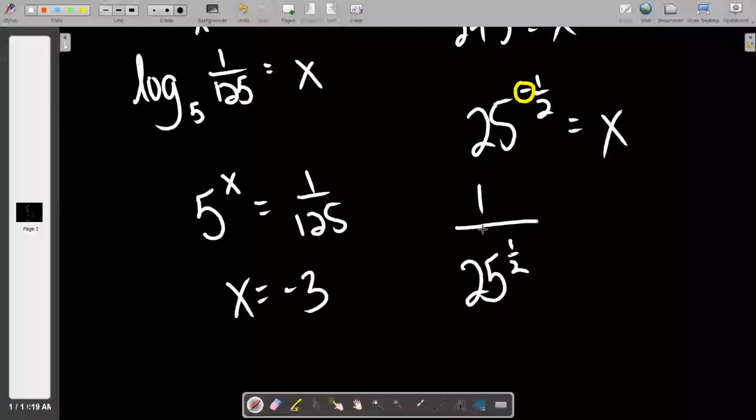What does the fact that it's a fractional exponent mean? Say again? Right. And what kind of root is it? A square root, a second root. And what's the second root of 25? So that's why the answer for this one is just 1 over 5.